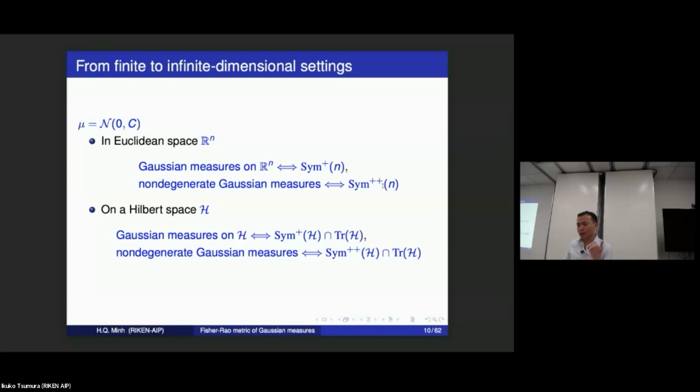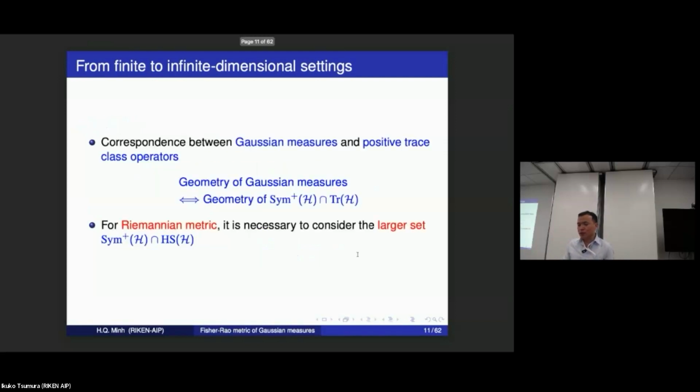We have a similar thing on Hilbert space. The Gaussian measures correspond to the set of positive trace class operators, and for non-degenerate Gaussian measures, we have the set of strictly positive trace class operators. So when we study the correspondence between Gaussian measures and positive trace class operators, the geometry of Gaussian measures basically corresponds to the geometry of positive trace class operators.